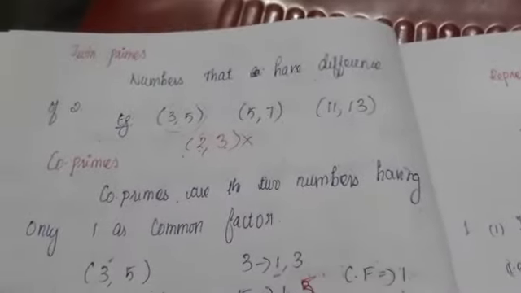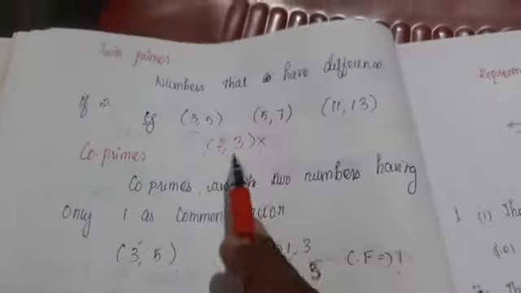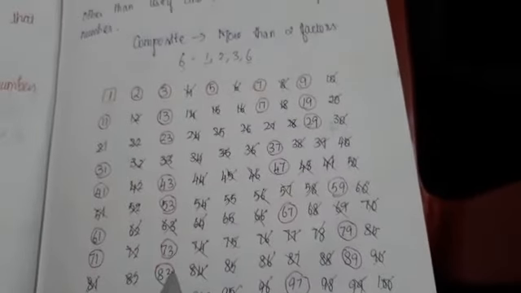So this is all about prime numbers, composite numbers, twin primes and co-primes. Write these 4 definitions in your class work note, and also try this method in your rough note and find the prime numbers and composite numbers from 1 to 100. Thank you, students.